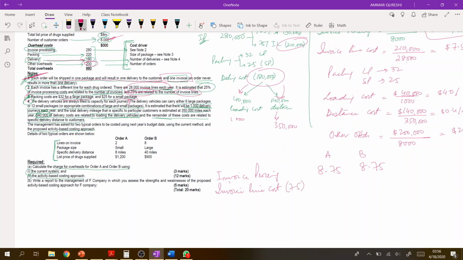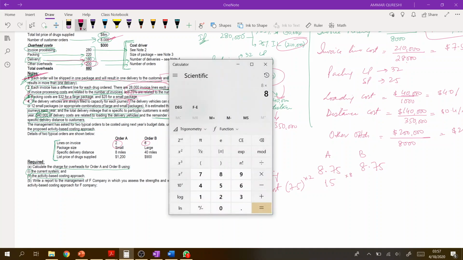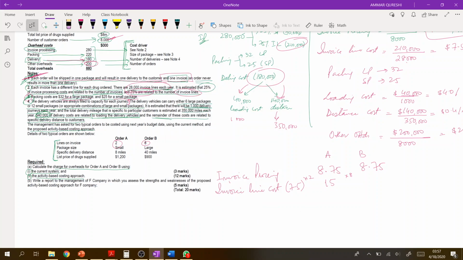So how many lines for order A? Just 2 lines, 2 drugs ordered, so multiply by 2, that will give you 15. And for order B, it's a large order, so that is comprised of 8 different medicines. So 8 multiplied by 8.75, that will result in 70, right? And then the third one is packing cost.